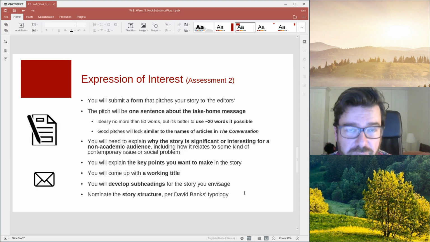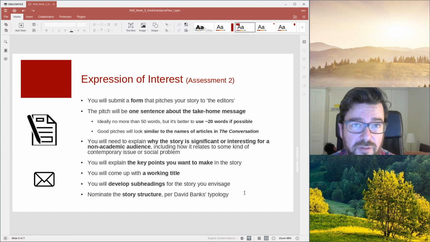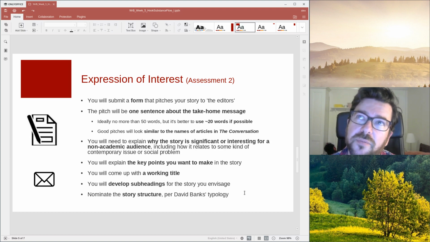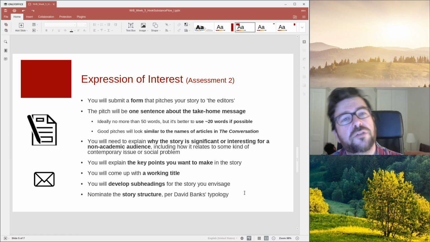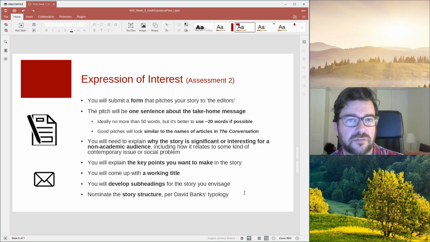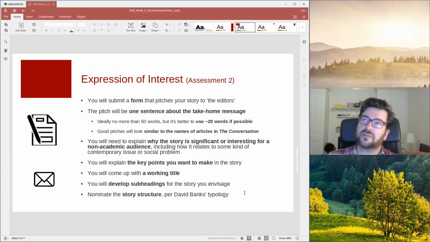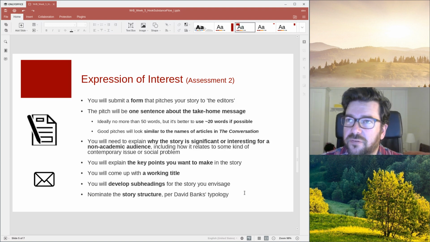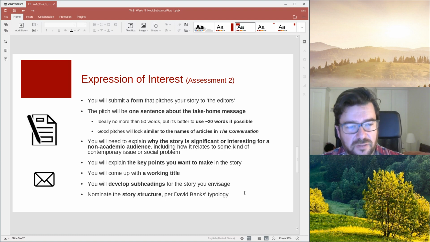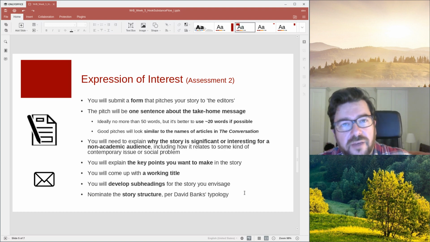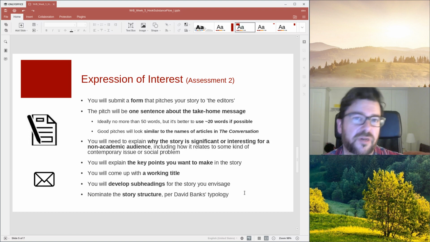Ideally it should be a single sentence, and it should be the take-home message that you envisage your readers will get from the article. When you think about somebody reading your article, what do you want them to stand up and walk over to tell their friends about when they finish the article? You want them to say, oh, I just read this really interesting article about XYZ. So what's XYZ? What's the thing that you want your readers to be talking about? The knowledge that you want them to acquire because you've written your story.